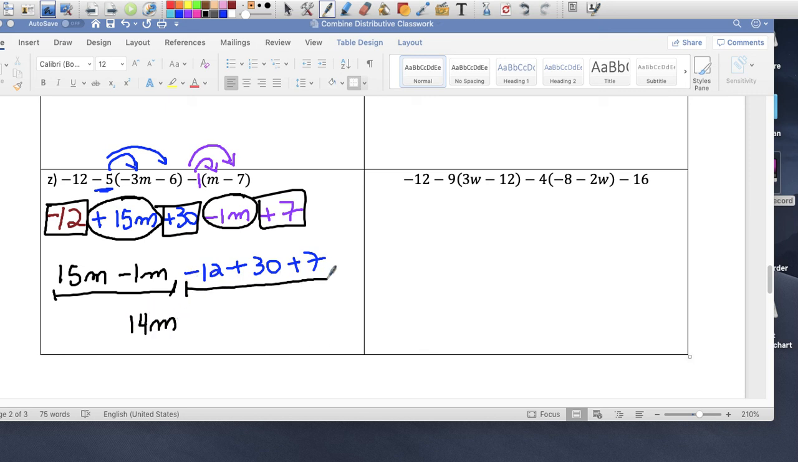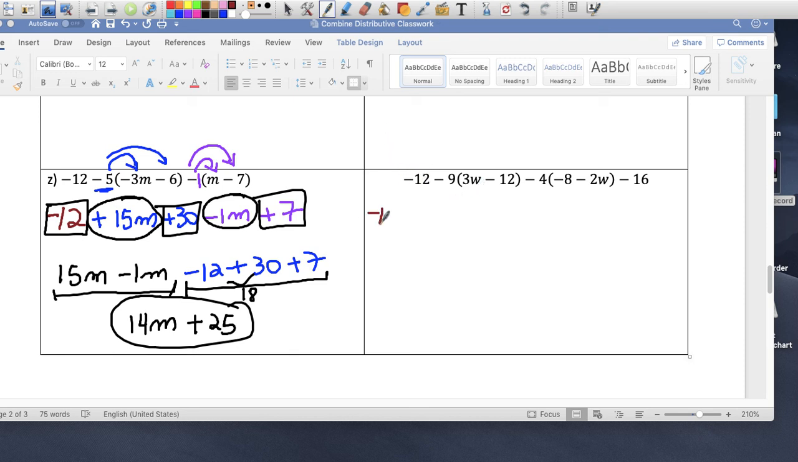And now we're going to do negative 12 plus 30 plus 7. And negative 12 and 30, well, the 30 is going to win because I have 18 more. So these two is 18. And then 18 plus 7 is 25. So that's what I'm looking at. And finally, the last one. The last one is just a little bit longer. But again, you do it carefully and neatly. This should be no problem.